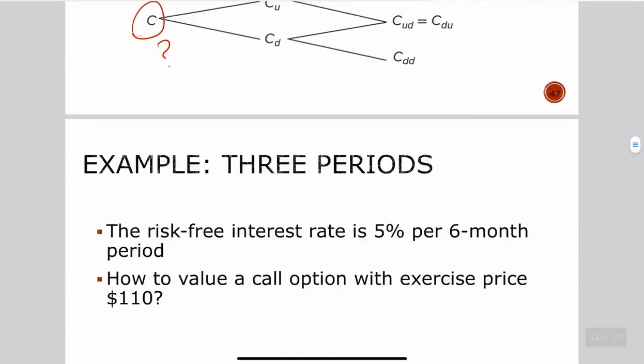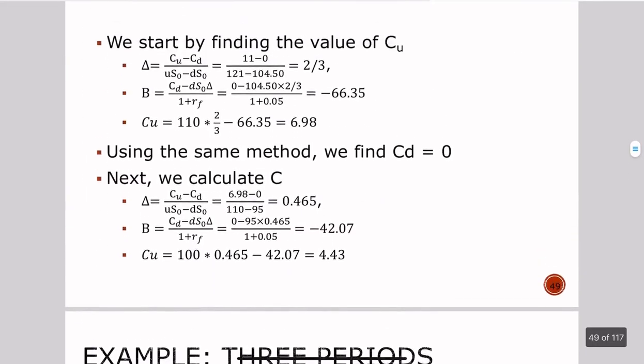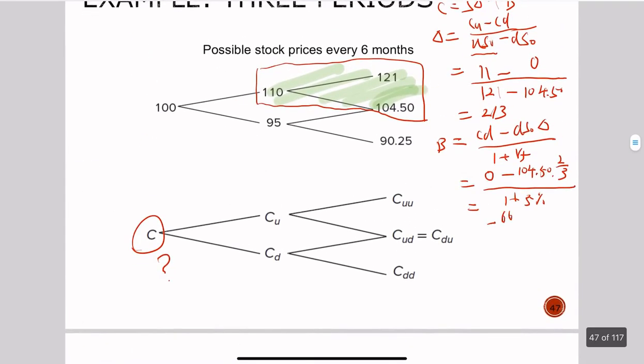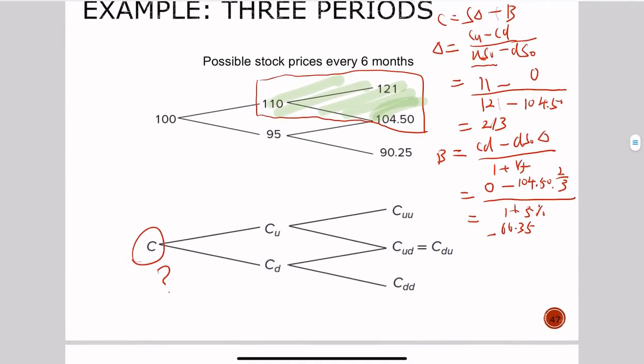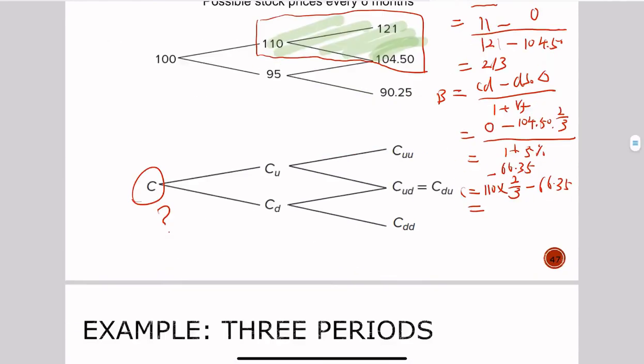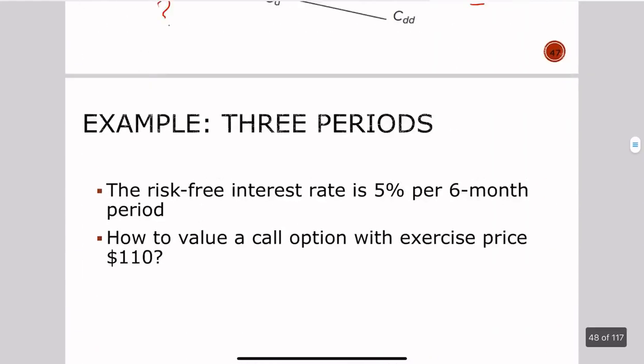And this gives us a number of minus 66.35. So now we have all these numbers, right? So C equals S. What is S? S is 110 times delta, 2 over 3, minus 66.35. So this gives us 6.98.